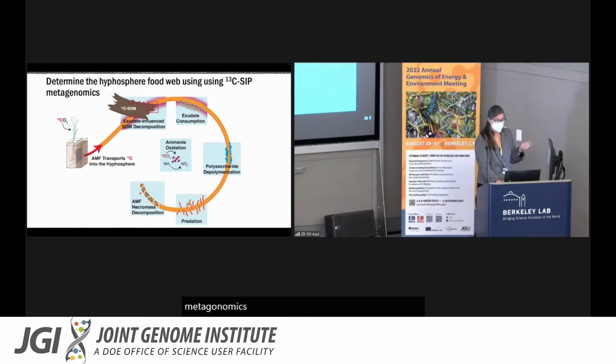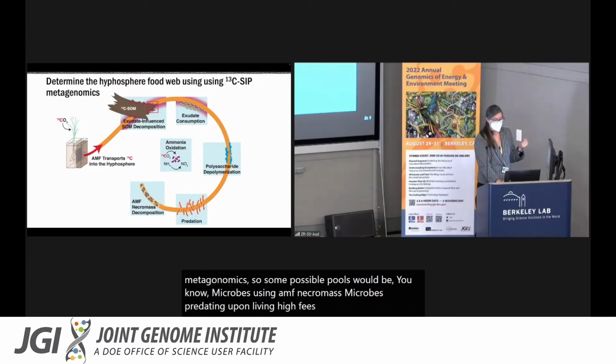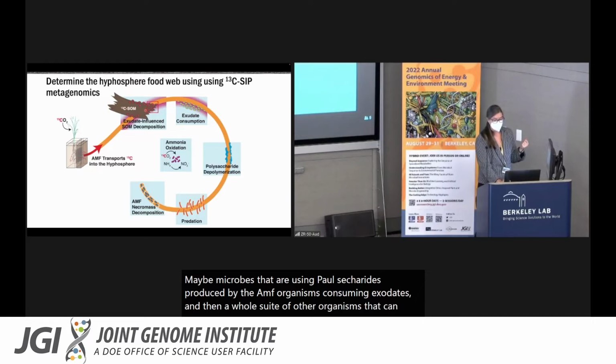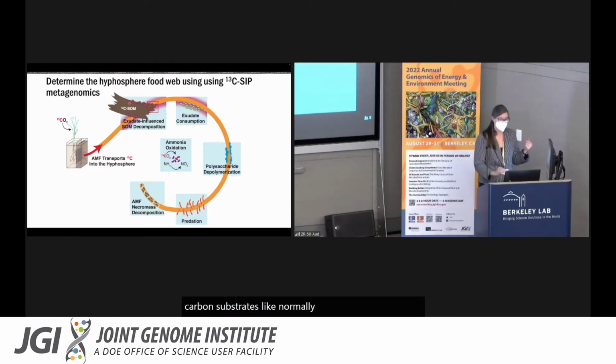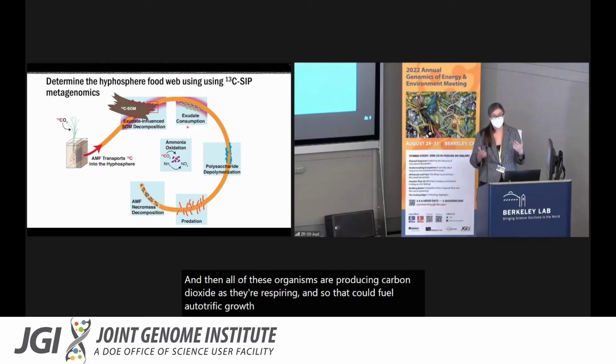So some possible pools would be microbes using AMF necromass, microbes predating upon living hyphae, maybe microbes that are using polysaccharides produced by the AMF, organisms consuming exudates, and then a whole suite of other organisms that could be using all of these types of carbon in addition to other carbon substrates, like normal litter out in soil. And then all of these organisms are producing carbon dioxide as they're respiring. And so that could fuel autotrophic growth of other organisms like ammonia oxidizers.